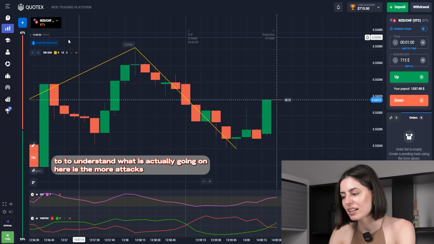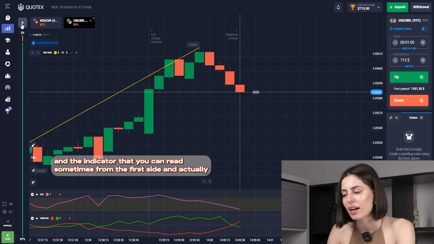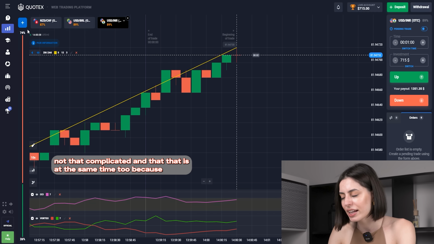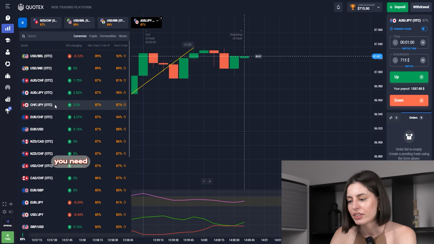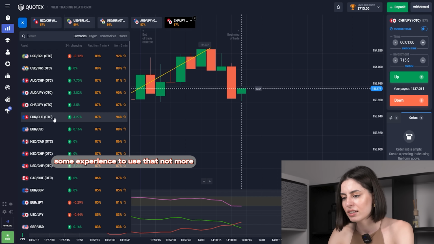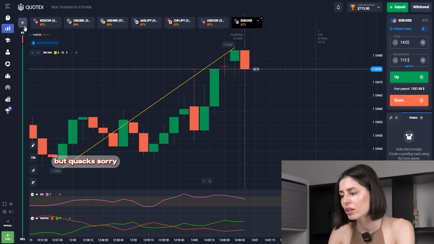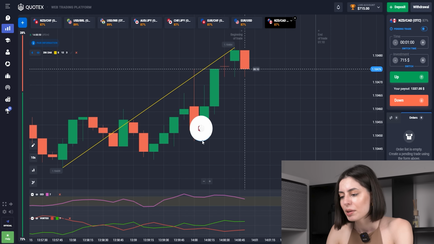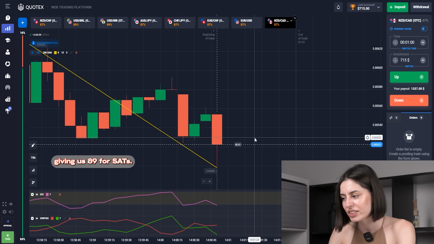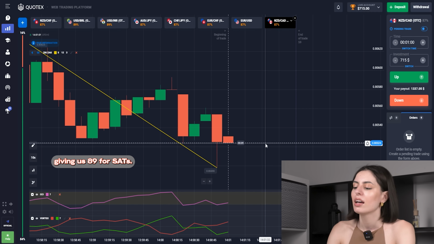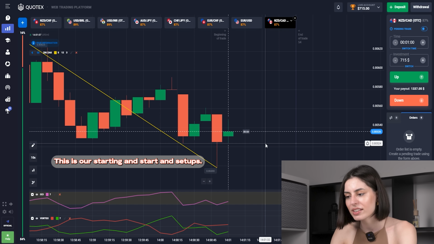Here is the Vortex, the indicator that you cannot read sometimes from the first side. And actually not that complicated and not that easy at the same time, just because you need some experience to use it, not more. And currency pairs with the biggest payouts, Quotex, being more and more generous, giving us 89%. So this is it. This is our indicators. This is our chart.